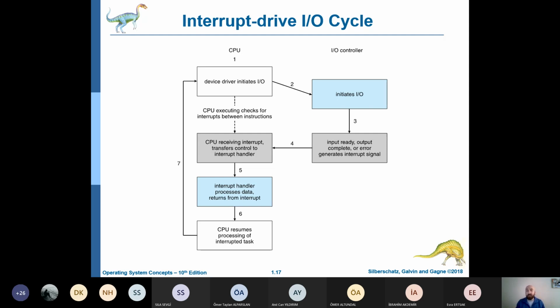When a new I/O is initiated, this cycle will be initiated again and again for every interrupt or every I/O. In this case, we are just describing an interrupt-driven I/O cycle.